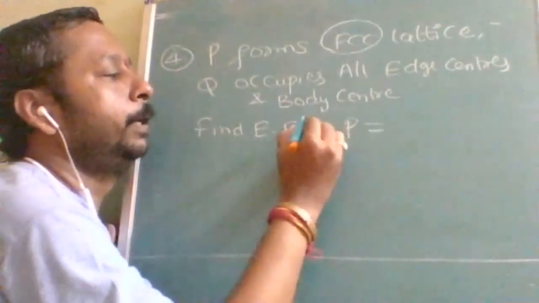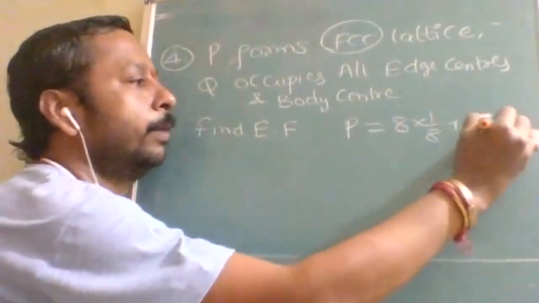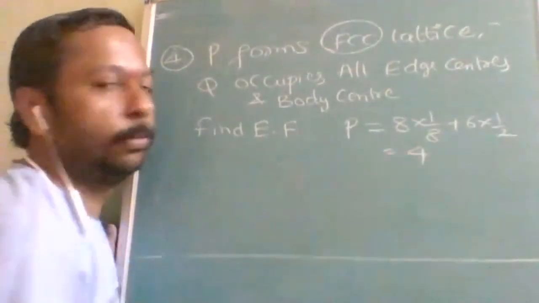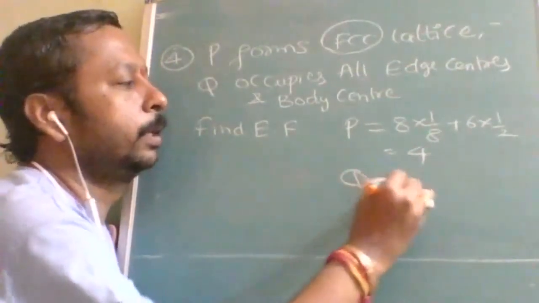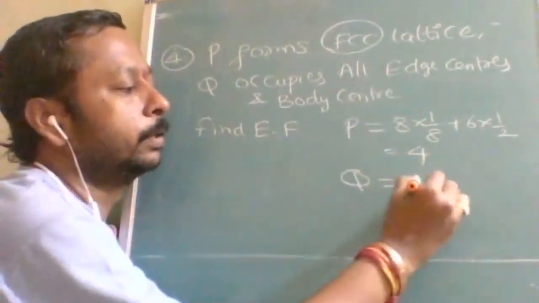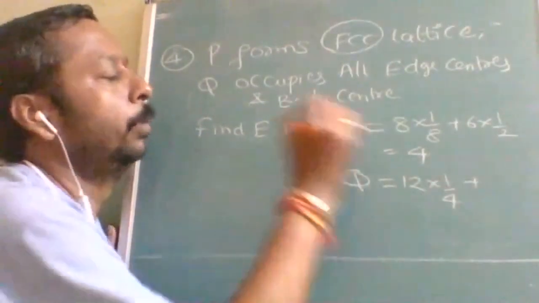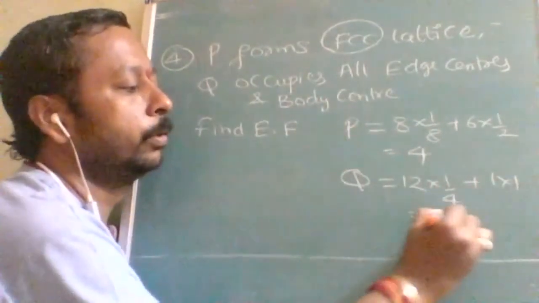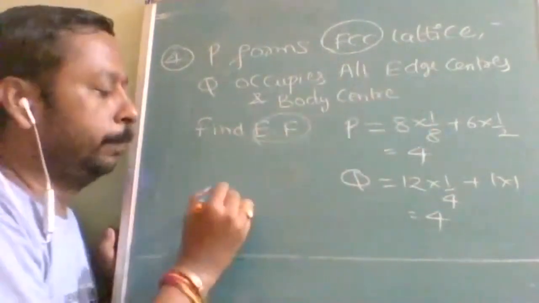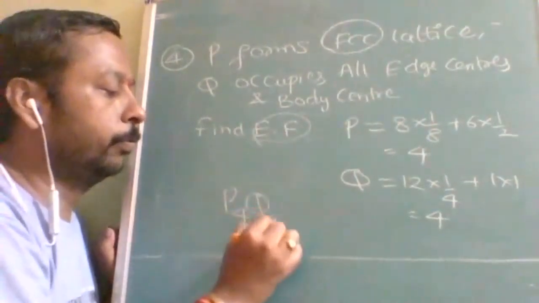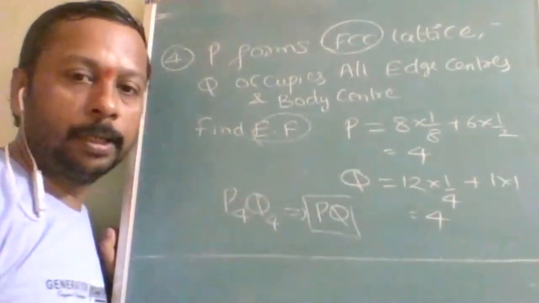For P, number of P will be 8 into 1 by 8 plus 6 into 1 by 2. This will be 4. P is equal to 4. Now let's take Q. All edge centers. Edge means 12 into 1 by 4, plus body center 1 into 1. Here it is also 4. So the question is about empirical formula. So empirical formula will be P4Q4, which is equal to PQ. What is the answer? PQ is the answer.